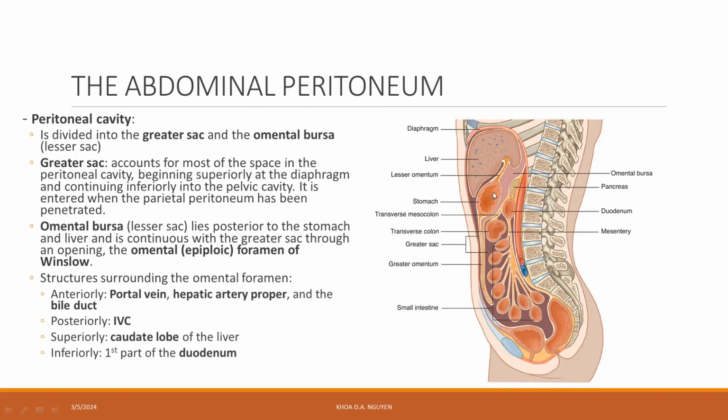Now, the greater sac is this huge sac on the anterior side right here, extending all the way down to the pelvic region. It actually accounts for most of the space in the peritoneal cavity. It is entered when the parietal peritoneum has been penetrated. For example, when you cut open the abdomen, the first thing that you will encounter will be the greater sac. All right.